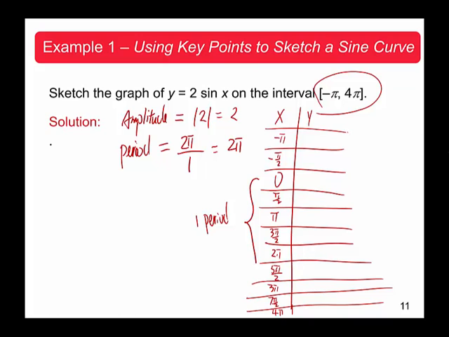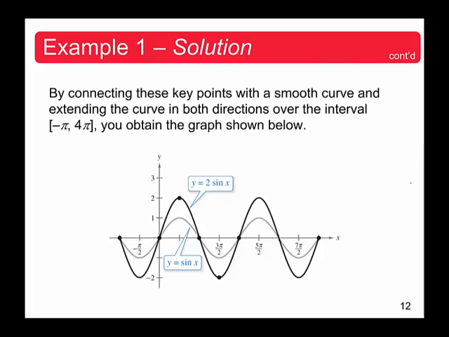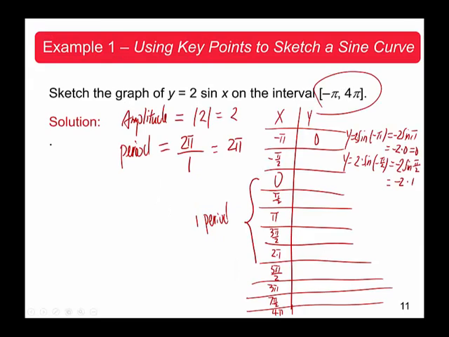So the y value here equals 2 times sine of negative pi. We know sine is an odd function, so it's negative 2 times sine pi. Sine 180 degrees equals 0, negative 2 times 0 gives us 0. Okay, we get the first ordered pair. Second one, y equals 2 times sine negative pi over 2. Again, sine is an odd function, so we get negative 2 times sine pi over 2. Sine 90 degrees equals 1, so negative 2 times 1 becomes negative 2.